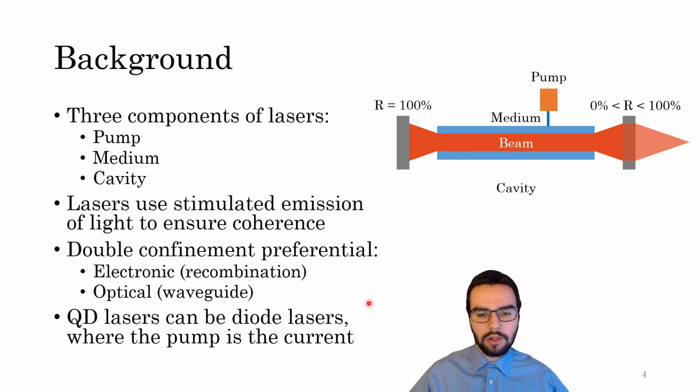Now there's a very useful feature of diode lasers that is called double confinement. Double confinement basically says that we want electronic confinement, so we want the electrons and holes to recombine only at a very specific area, the medium, and not anywhere else. Now the optical confinement means that we want the light, the beam, to pass through this medium and not spread anywhere else. So we can actually make a waveguide. Now the quantum dot lasers can most of the time be diode lasers, where the pump is just current.